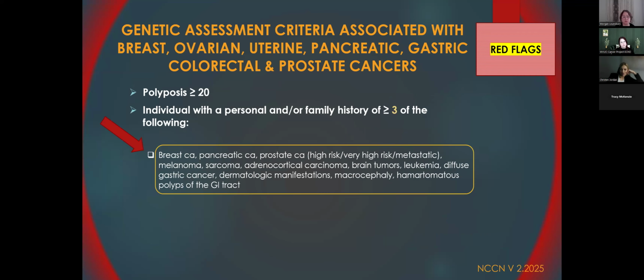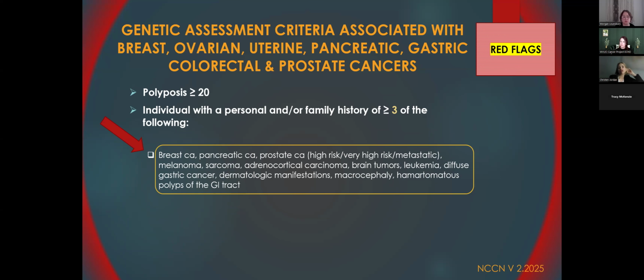Next is going to be polyposis. You want to be thinking about it if patients have 10 to 19 polyps, but definitely more than 20. You want to think about genetic testing, and then individuals who have a personal and/or family history of greater than or equal to 3 of the following. Because there's some overlap, just want to keep genetic testing in mind. If there's breast, pancreatic, prostate, melanoma, sarcoma, adrenocortical carcinoma, brain cancer, of course, leukemia.